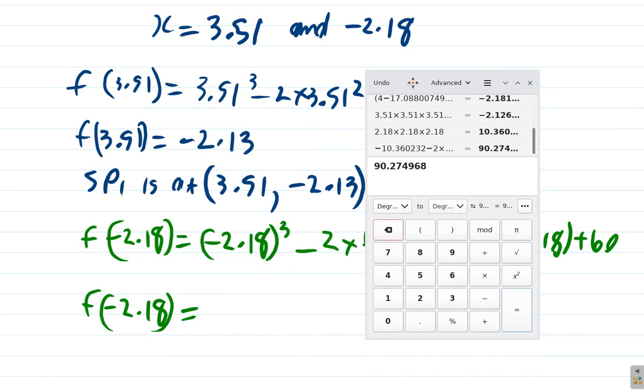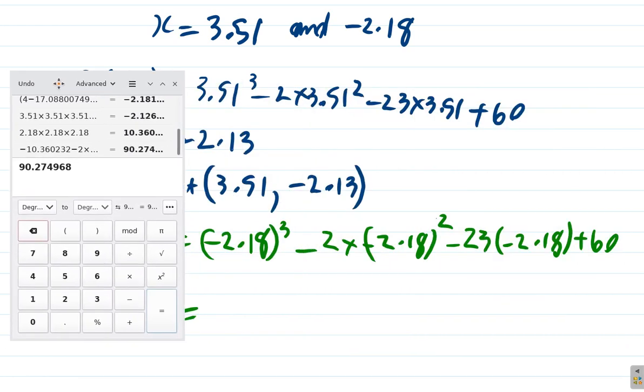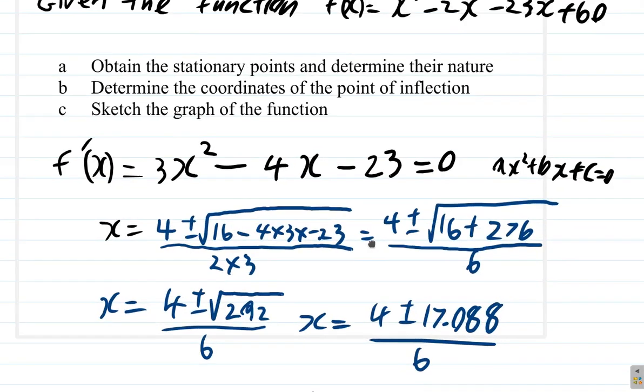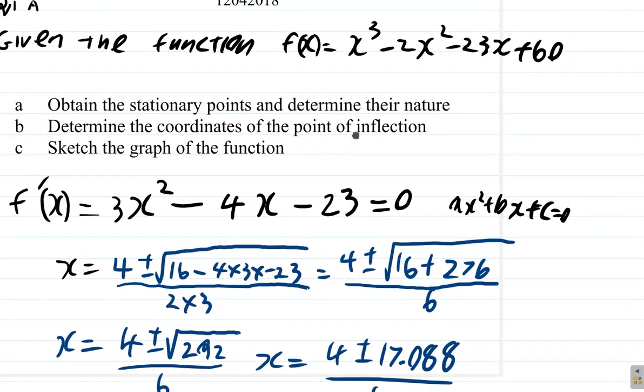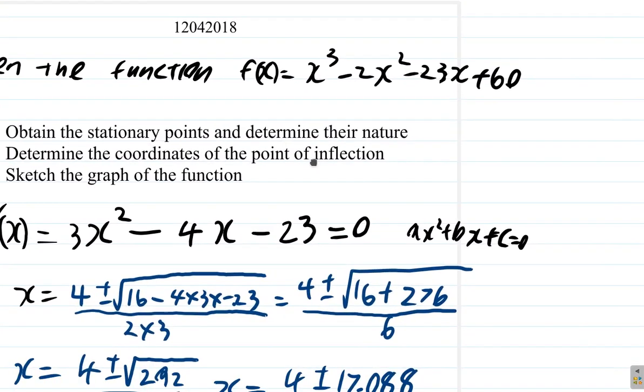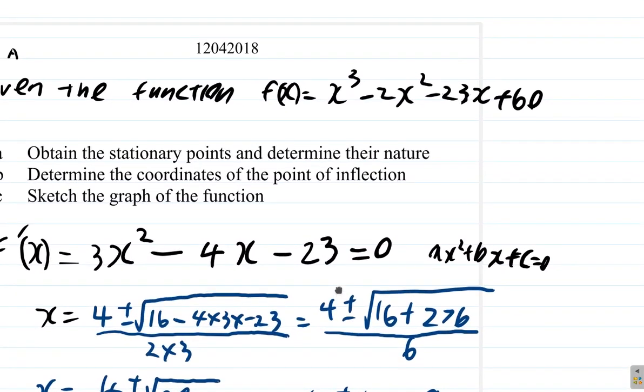Oh, that's quite a large number there. So let's check again. Negative that, minus 2 times 2.18 squared, plus 23 times this, plus 60. So that's what we have. I just want to make sure everything is okay. That's a very large number, not really comfortable to work with. But anyway, if that is the case, then that is just the case.